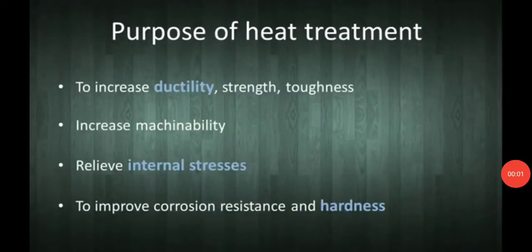Treatment is used to increase mechanical properties like ductility, strength, toughness of metals. It is also used to increase machinability. Generally, in cold working, internal stresses are developed. To relieve these internal stresses, heat treatment is done after cold working. It is also used to improve properties like corrosion resistance and hardness.